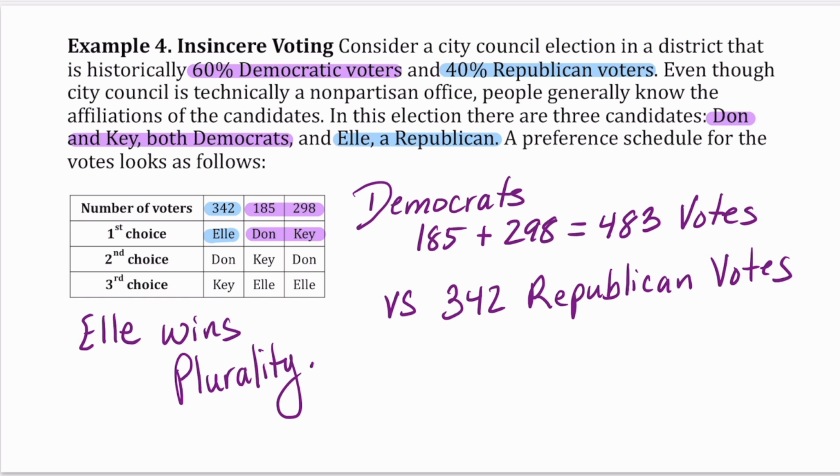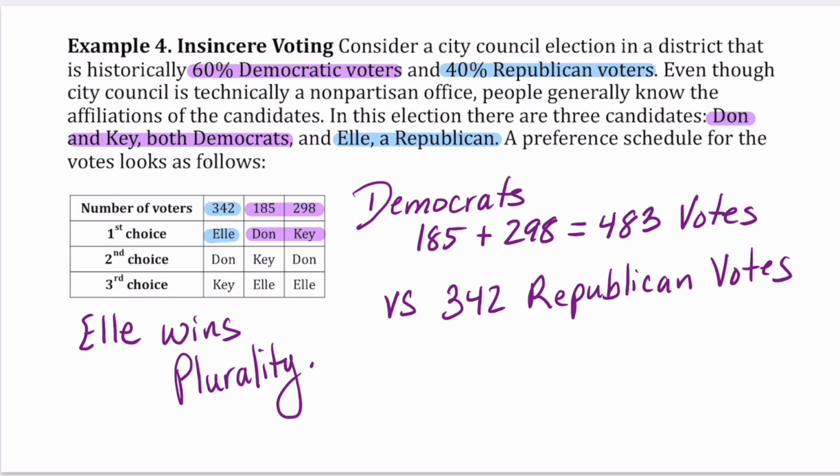However, because there are two Democratic candidates, some of the votes went to Key and some of the votes went to Don. Say that a voter is thinking about how much value their individual vote will make. They might want to vote for Don, but thinking about the outcome of the election, they might realize that Key might be the more popular candidate out of the two, and they don't want L to win at all.